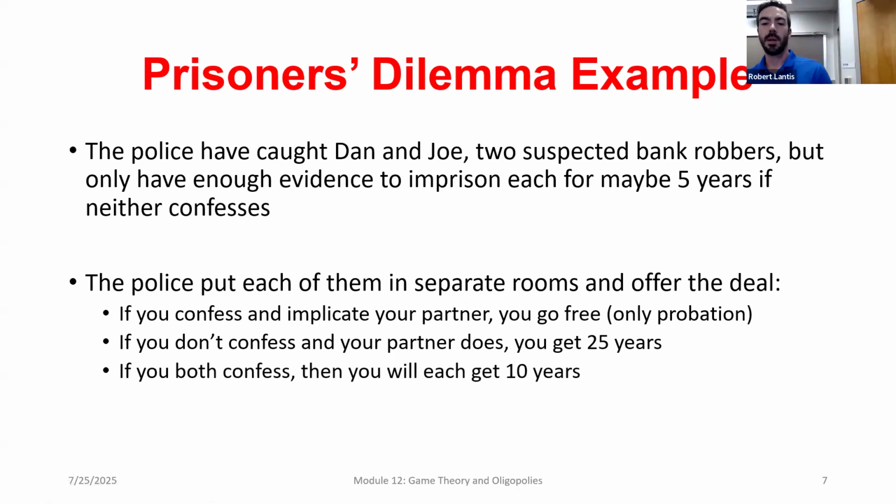And then if you both confess, well, we can't let you both go free. We won't be able to pin it on one person, but we now have enough evidence, right? We've got information coming from both people. We can put you away now for 10 years. Okay. So this is our setup.